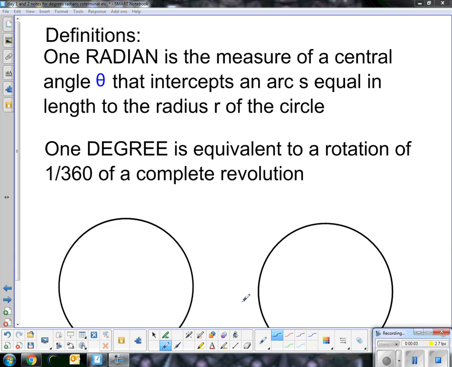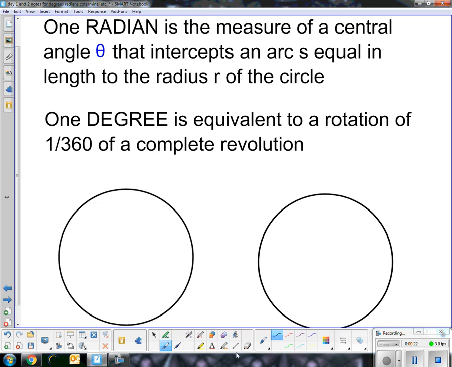Last class we talked about degree measures, and today we're going to talk about radian measures. So the definition of a radian measure is that 1 radian is the measure of a central angle that intercepts an arc S equal in length to the radius r of the circle.